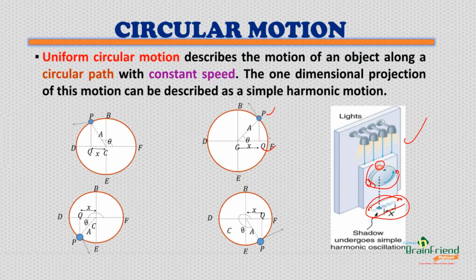While particle P is at this point, its projection is at this point on the horizontal diameter. When particle P is at this point, its projection Q will be at this point on the horizontal diameter. And when particle P reaches this point, its projection Q will be at this point on the horizontal diameter. And when the particle P gets to this point, its projection will be at this point. Therefore, as the particle P undergoes a uniform circular motion, its projection Q undergoes a simple harmonic motion.